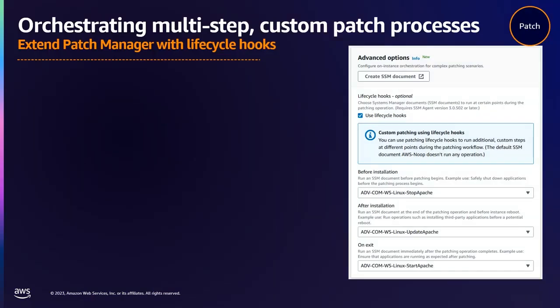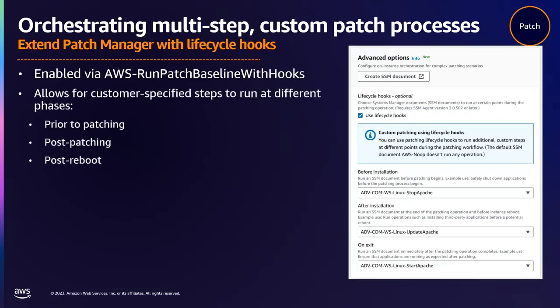So the first one that I wanted to cover is what we call Patch Manager lifecycle hooks, or a way to orchestrate multi-step custom patch processes. So the way that this works is instead of the standard AWS Run Patch Baseline document, we can use the AWS Run Patch Baseline with Hooks document, and it enables some additional functionality within Patch Manager. Specifically, this enables 3 different points where you can execute scripts or commands within the operating system of one of those target managed nodes. So the first phase is going to be prior to patching.